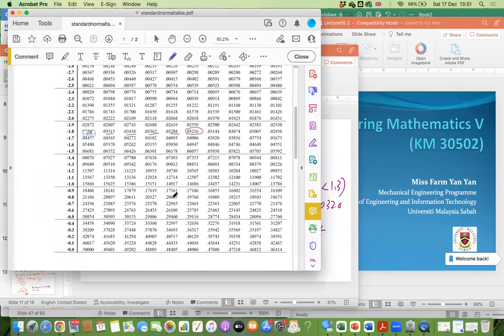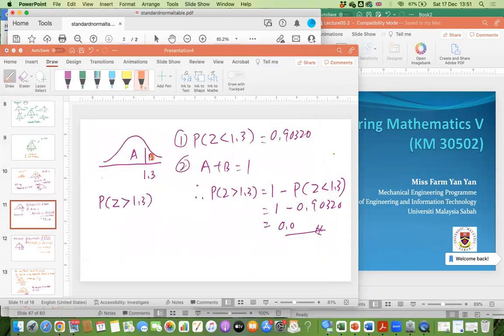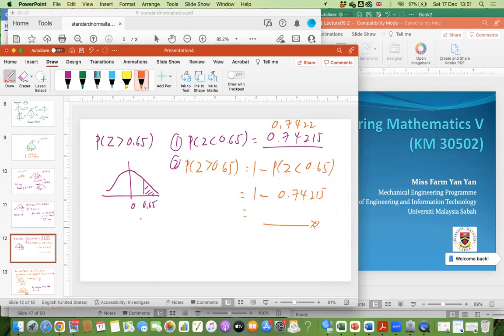1.3 is 0.90320, okay? And then you minus, because you want the B side, so you do 1 minus the A. Your A moves the other way around, therefore you can get your answer.